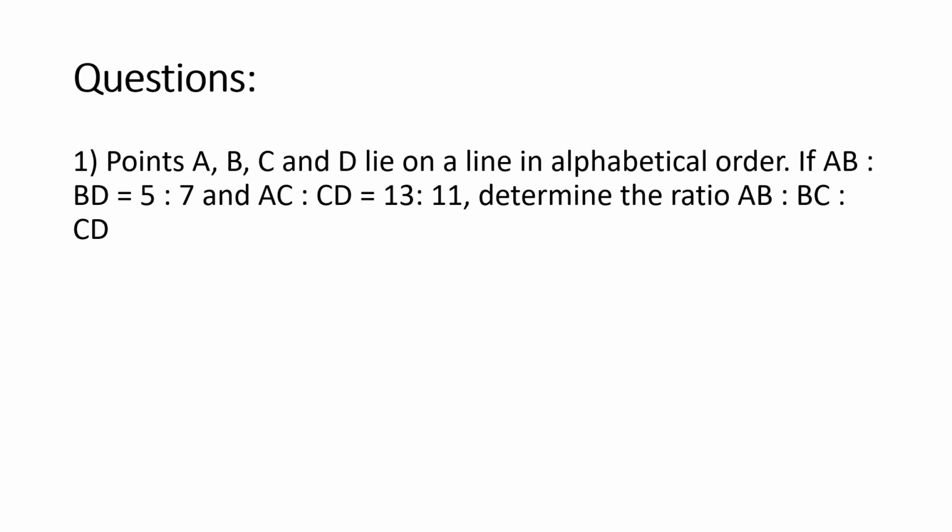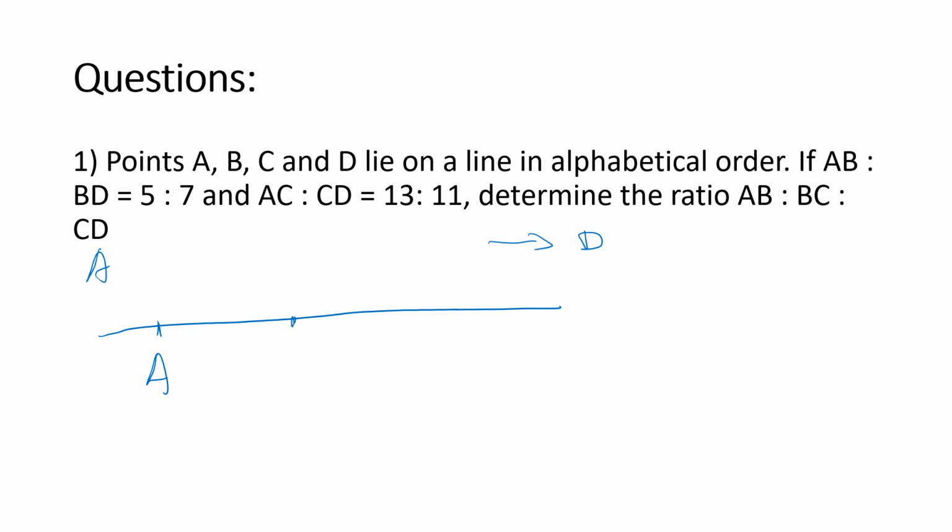Here's a sample question. Question number 1. Points A, B, C, D lie on a line in alphabetical order. If the ratio AB versus BD is 5/7, and AC over CD is 13 versus 11, determine the ratio AB versus BC versus CD. So we have a line, A, B, C, D lie on this line in alphabetical order. A starts from here and goes in that direction to D. So let's fix point A right here. AB versus BD is 5 versus 7.